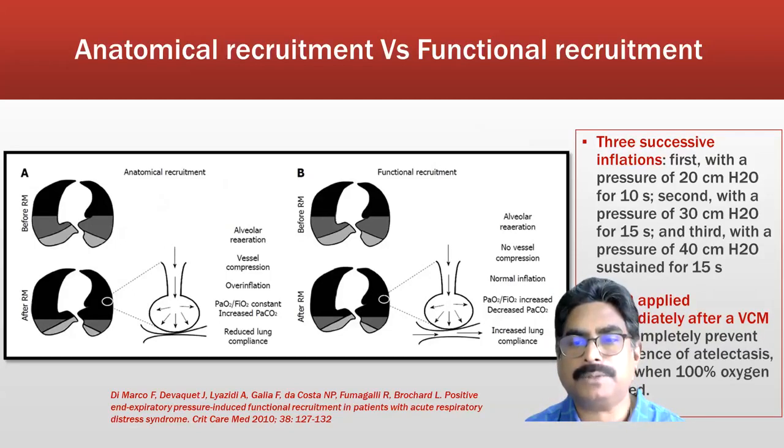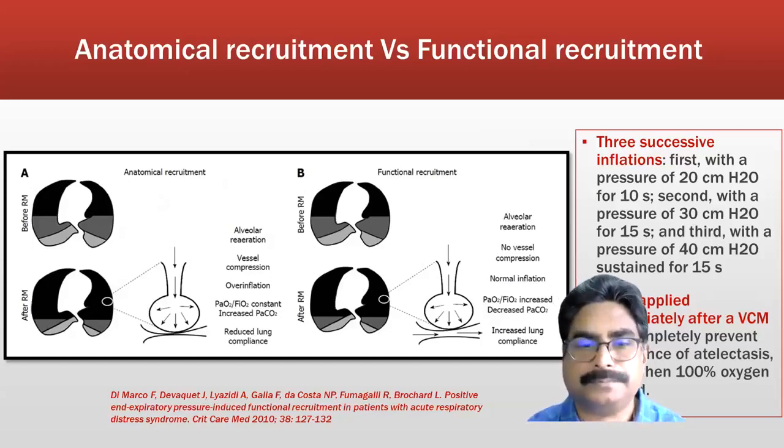There are different types of recruitment maneuver. You can apply 40 centimeters of water pressure for 40 seconds, or a stepwise recruitment maneuver. That is, first you apply 20 centimeters of water pressure for 10 seconds, then increase to 30 centimeters of water pressure for 15 seconds. Then the third step, you increase to 40 centimeters of water pressure for 15 seconds. This is the stepwise recruitment maneuver.